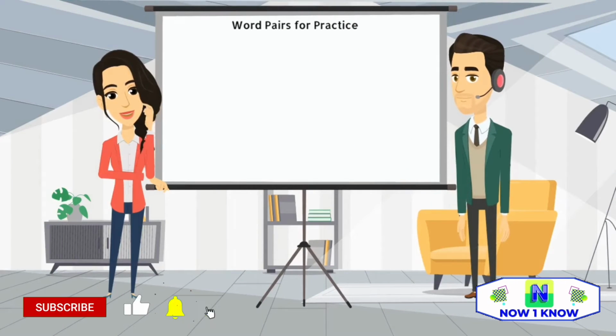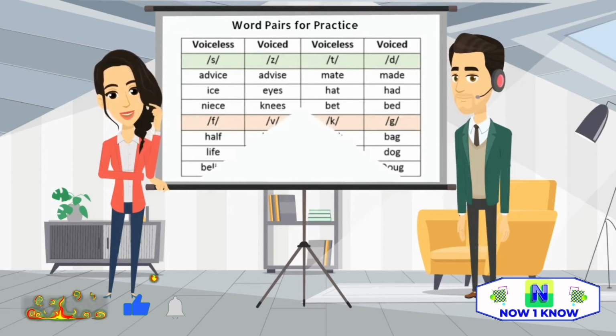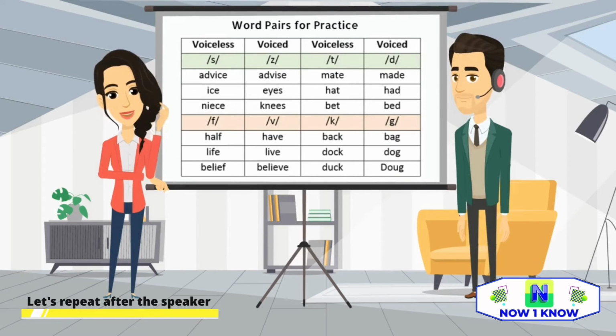Voiceless and voiced consonants. Word pairs for practice. The first word of the pair ends with the voiceless consonant and the second with the voiced one. Notice the difference in vowel length. S, z. Advice, advise. Ice, eyes. Niece, knees.